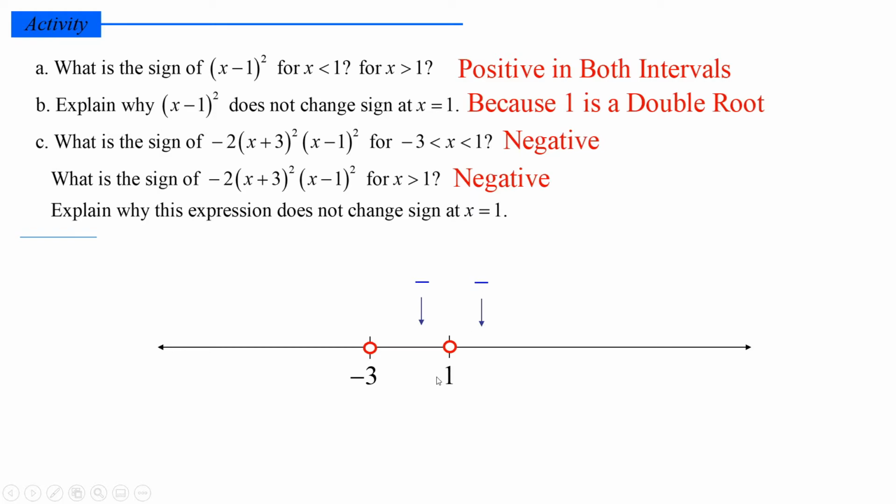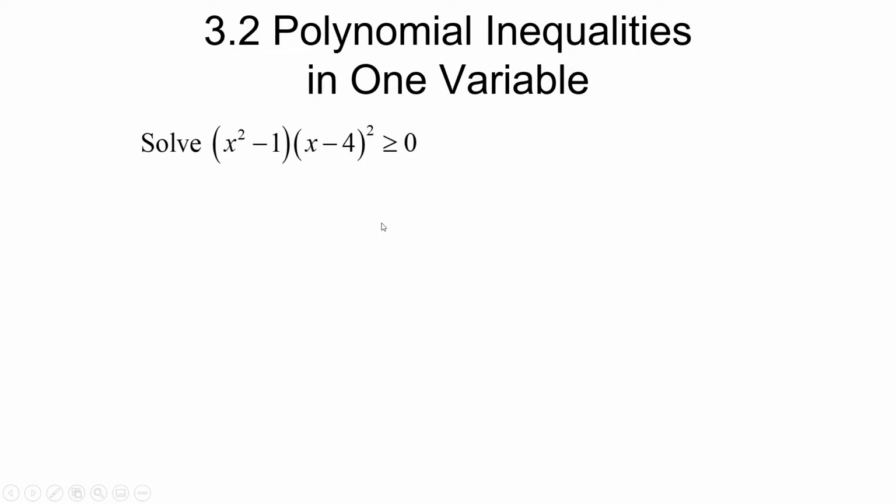And again, just like above, 1 is a double root. Because 1 is a double root. Pretty cool activity. Okay, so let's put the concept of the sign graph to work right now.